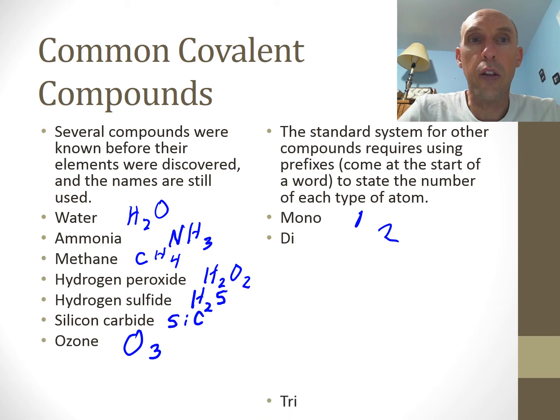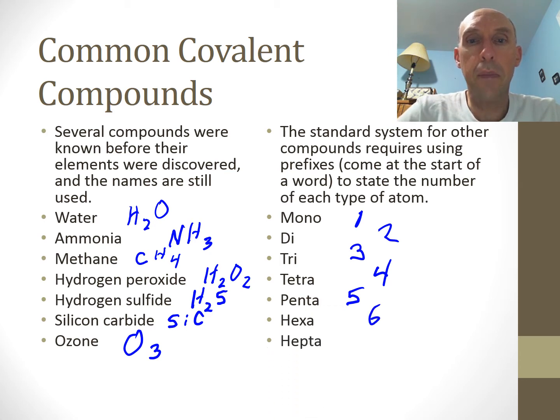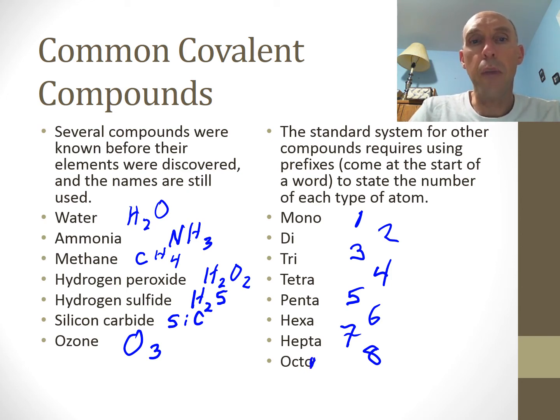And we're going to get the idea that these are going to come in order. So 3 for tri. Tetra is 4. Penta is 5. Hexa is 6. Hepta is 7. And octa is 8. Okay, so those are the common compounds and the prefixes we're going to be using.